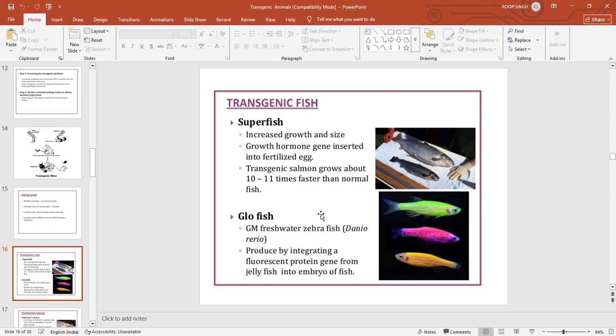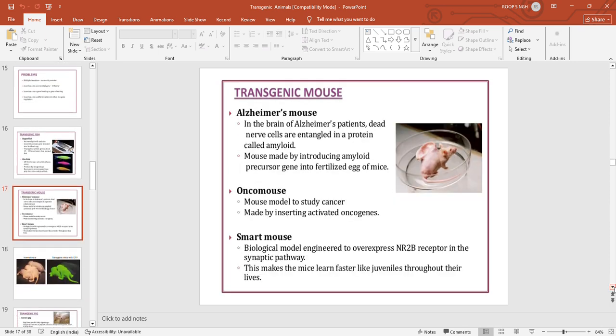Glowfish, basically these are ornamental fish. These are glowing freshwater zebrafish produced by integrating a fluorescent protein gene from jellyfish, or sea anemone for the red one, into the embryo of the fish. So these are some examples of transgenic fish which have been developed and already been marketed.